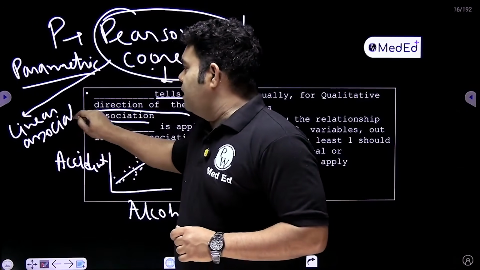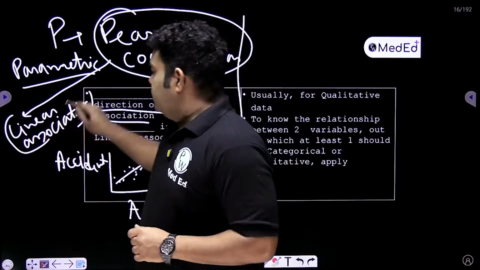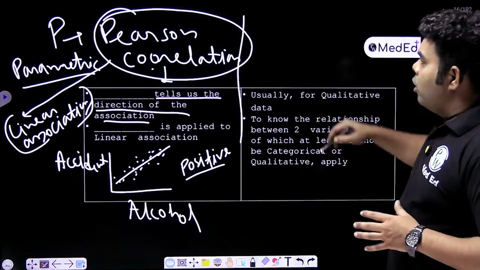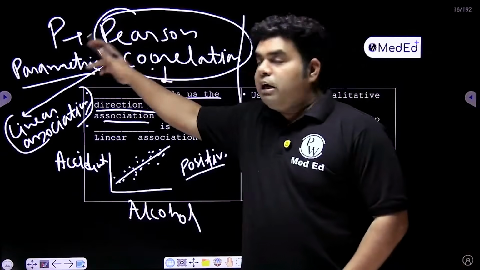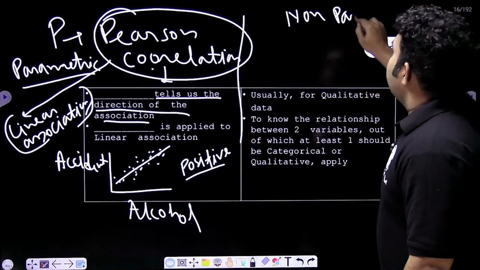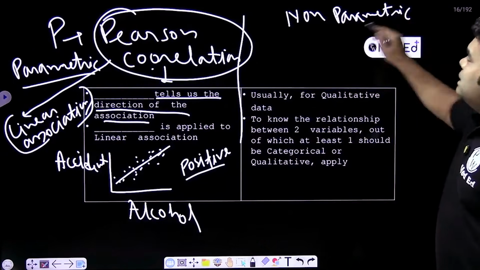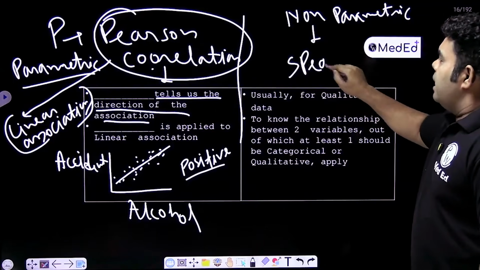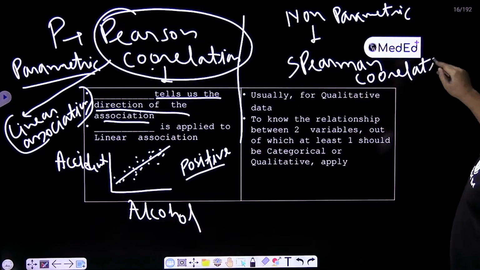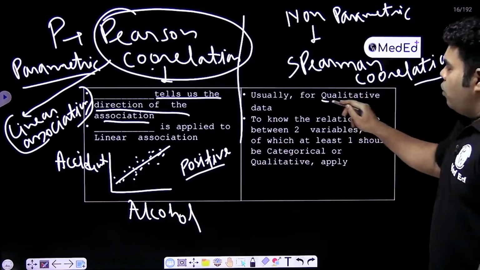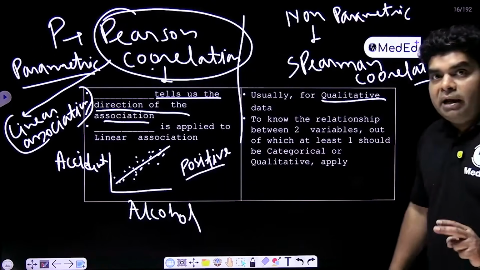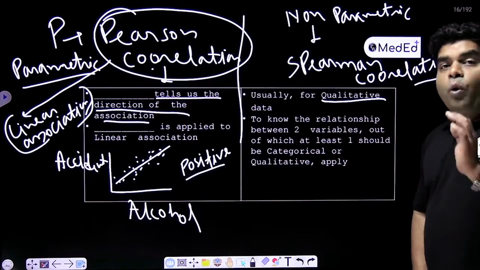Like here it is linear positive association. So linear association is measured by Pearson correlation. It's so easy to remember: P for parametric, P for Pearson. But when it is a non-parametric test, we have Spearman correlation. And Spearman correlation is always finding association for qualitative data. It tells us the relationship between two variables, out of which one should always be qualitative.